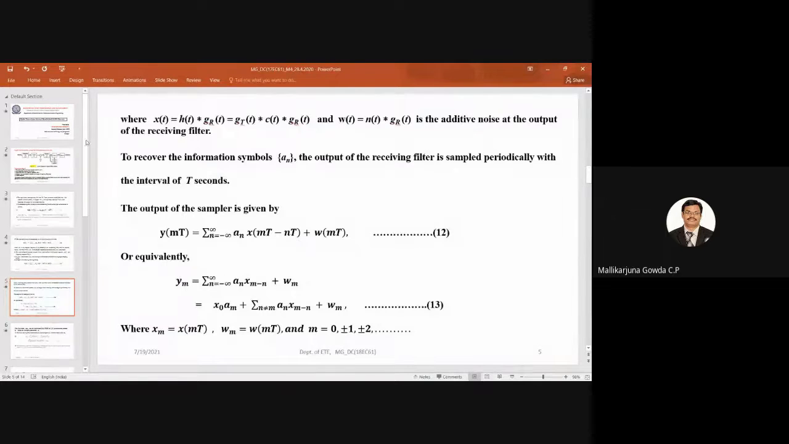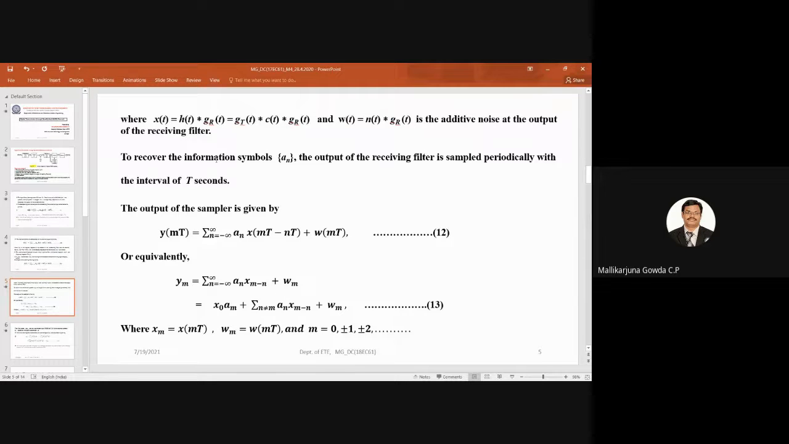So where x of t will be equal to h of t convolved with the impulse response of the receiving filter. So what is h of t? It is the convolution of c of t with the input signal, right? So gT of t convolved with c of t is h of t, which is convolved with the impulse response of the receiving filter. So that is why here it is written x of t is equal to gT of t convolved with c of t, which is again convolved with gR of t. Okay, so w of t is the noise I said, right? So n of t is convolved with the impulse response of the receiving filter gR of t, since it is additive noise at the output of the receiving filter.